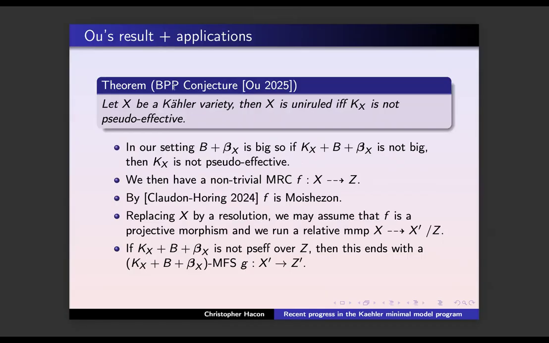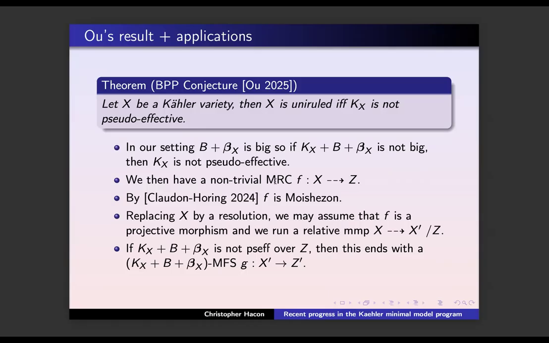Okay, so one nice thing is that we have this recent result of Wenhao Ou, which establishes sort of the analog of Boucksom, Demailly, Paun, Peternell for Kähler varieties. So here's a statement: if X is a Kähler variety, then X is uniruled if and only if K_X is not pseudo-effective. Now, in our setting, B plus beta_X is always assumed to be big, or we can reduce to the case where this is big. So if K_X plus B plus beta_X is not big, then K_X itself is not pseudo-effective.